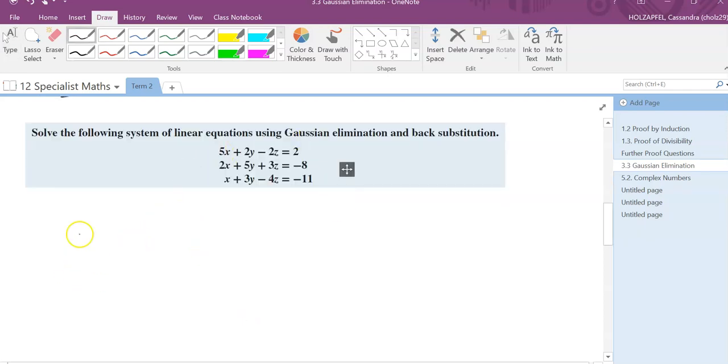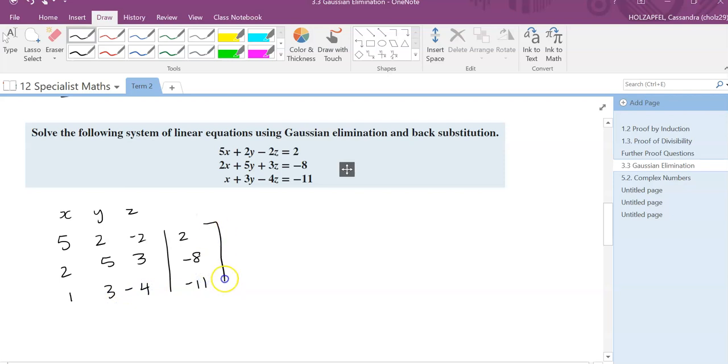Okay, so we've got a second example here. The first thing I'm going to do is write down the augmented matrix. To do that, I'm going to take each of these coefficients. I'm going to have my columns for X, Y, and Z. So the first one is going to be 5, 2, -2, and then the value will be 2. Then the next one is going to be 2, 5, and 3, and our value is going to be -8. And then lastly, we've got 1, 3, and -4, and our value is going to be -11.